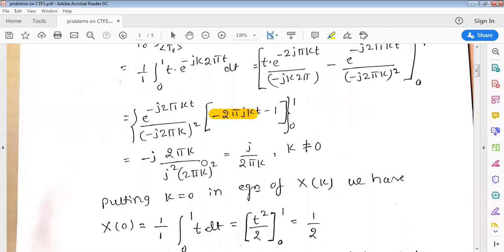Therefore, by 1 j cancels. 1 by j will become j by 2 pi k. The 2 pi k gets cancelled. So you have j by 2 pi k. Any doubt here?